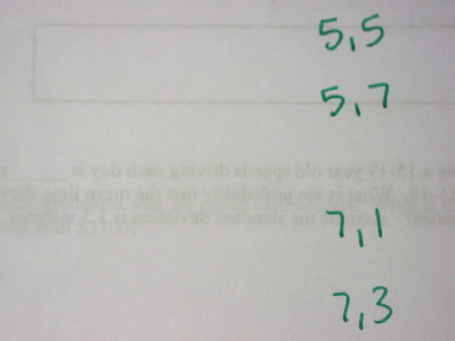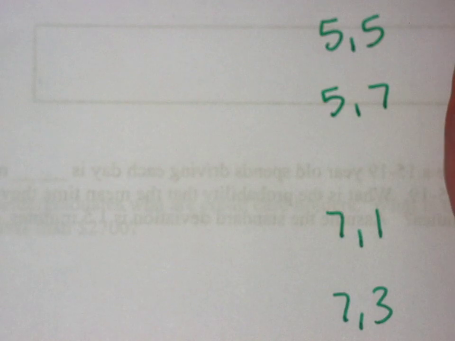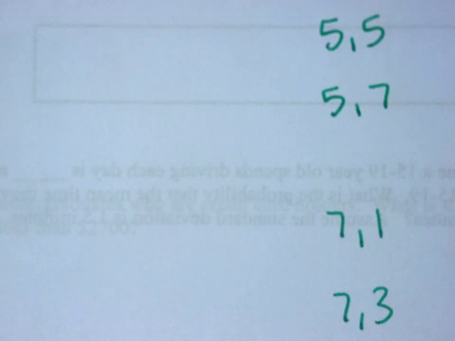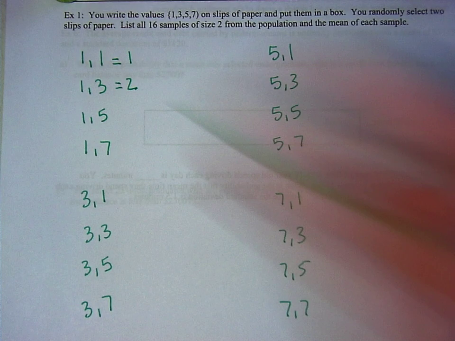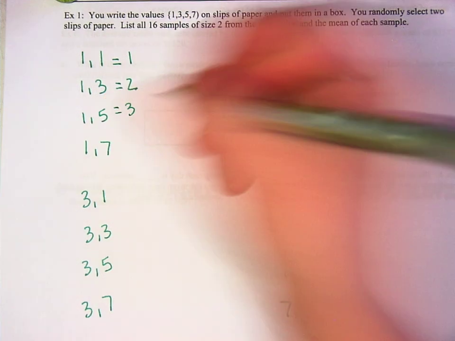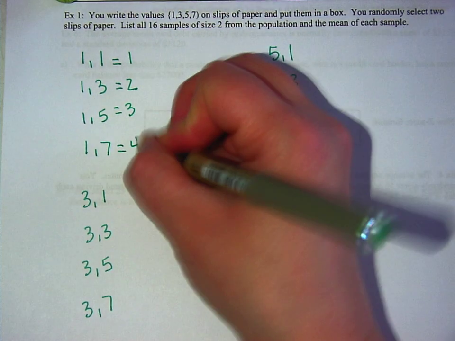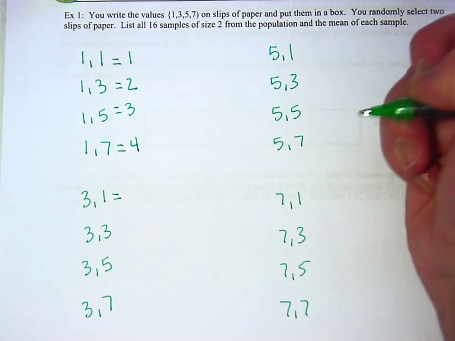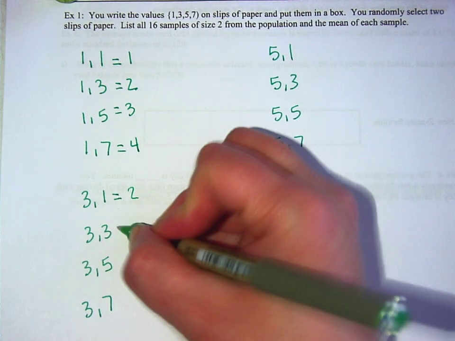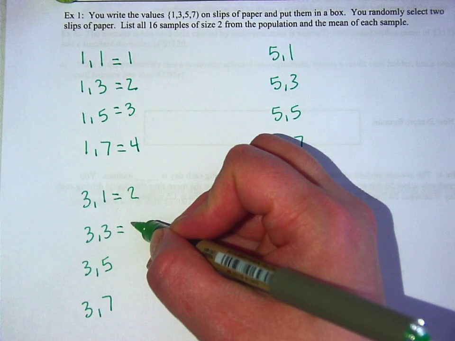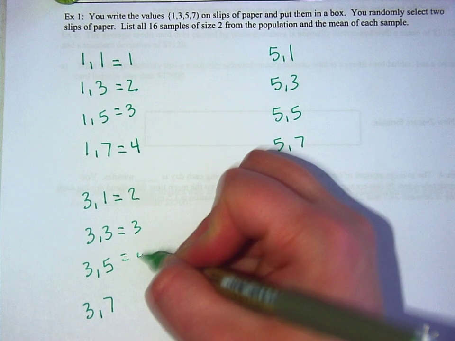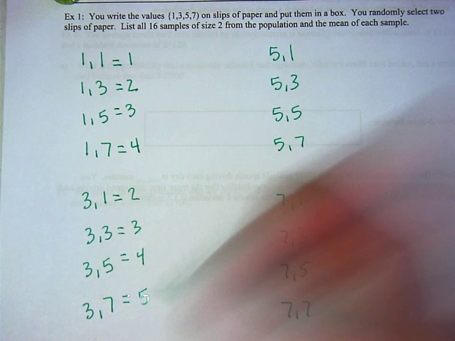But now I'm going to start getting groups and finding the average. What's the average of 1 and 1? 1. What's the average of 1 and 3? 2. Average of 1 and 5? 3. Average of 1 and 7? 4. 3 and 1? 3 and 3. This one's 4. This one's 5.